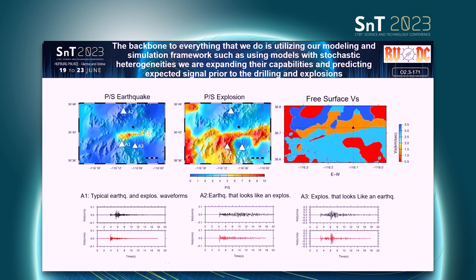If you're at station A1, that looks typical. If you're looking at A2, the earthquake looks like an explosion. And if you're at station A3, the explosion looks like an earthquake. So what is the cause of this? Is it purely a propagation path, or is it caused by depth, source material properties? These are the kind of questions we want to answer with this experiment.